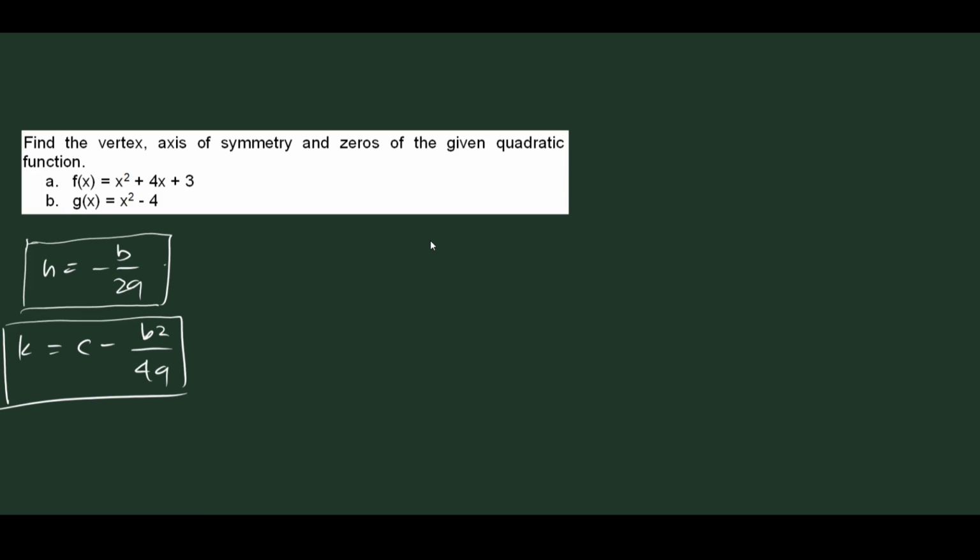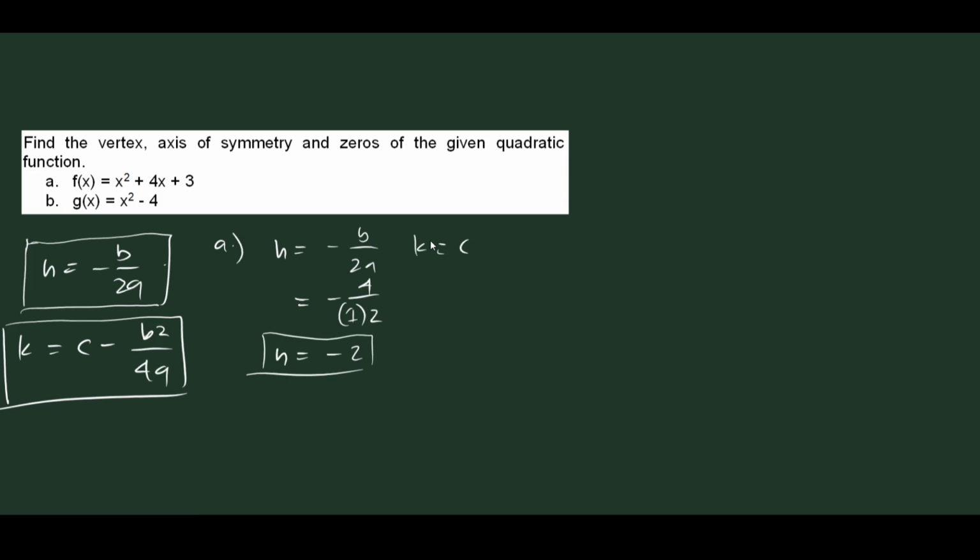So h, we have here h is equal to negative b over 2a. So what is the b in the equation? That is 4, right? Negative 4 over, and the a is 1, 1 multiplied by 2. Okay, so here we get h is equal to negative 2. Okay, so that is h.